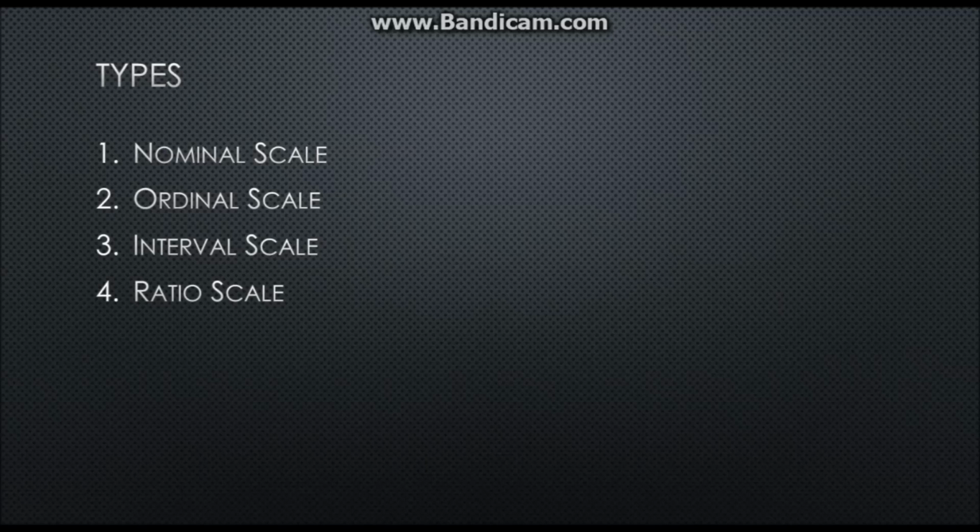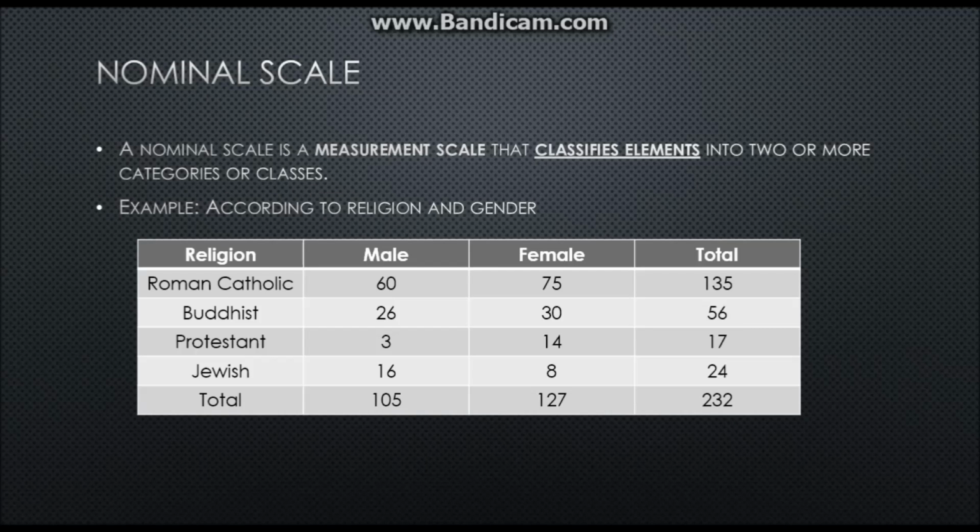Let's first discuss the meaning and some examples of the nominal scale. A nominal scale is a measurement scale that classifies elements into two or more categories or classes. Basically, a nominal scale will categorize each element or each individual into categories or classes. As you can see here in the example, the respondents or the individuals were classified according to their religion and their gender. Religion being Roman Catholic, Buddhist, Protestant, and Jewish, and gender being male and female.